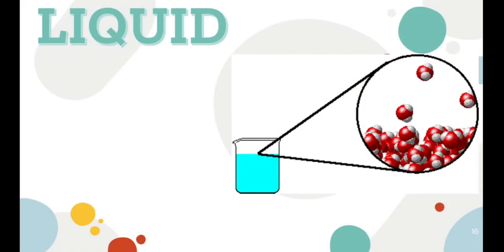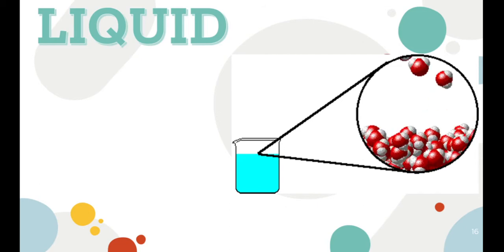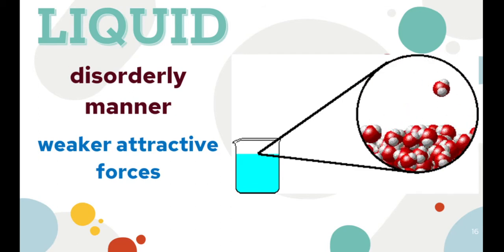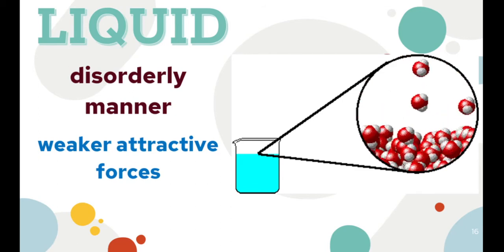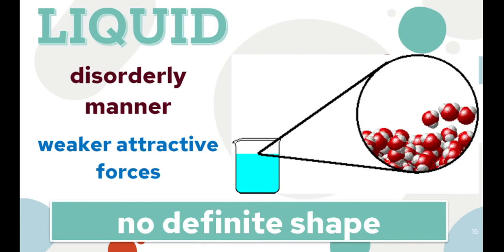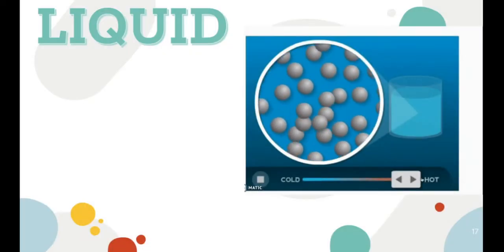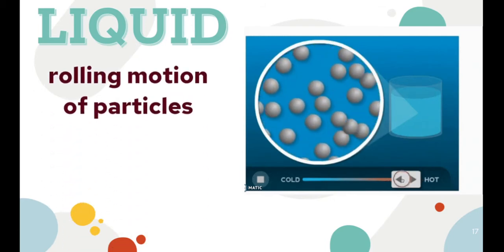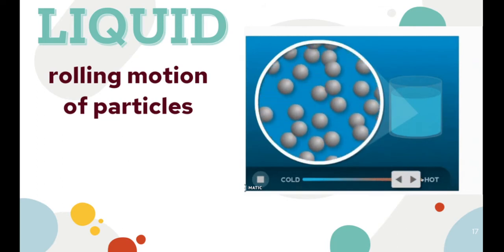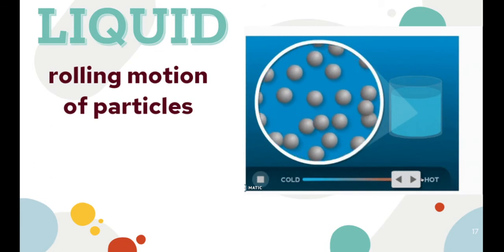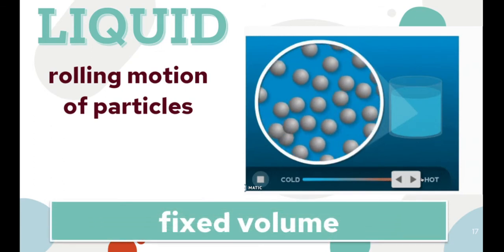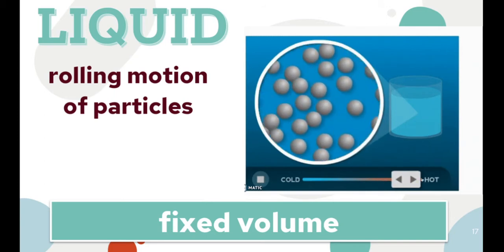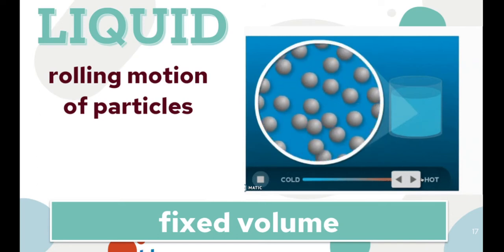In liquids, the particles are arranged in a disorderly manner. The bonds between them are weaker than those in solids. This explains why liquids have no definite shape. The weak attraction between the particles of liquid allows the particles to roll over each other or slide over each other. This makes the particles of liquids move freely. Liquids have fixed volume, but the rolling motion of the particles allows them to take up the shape of their container. Liquids cannot be compressed into smaller spaces.